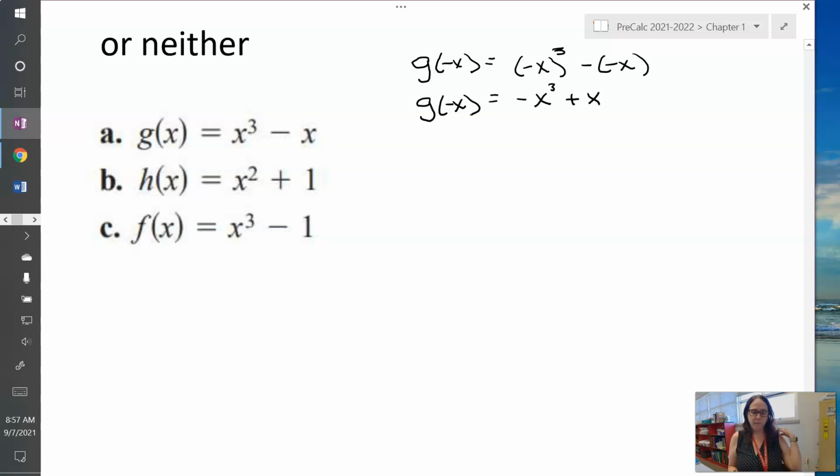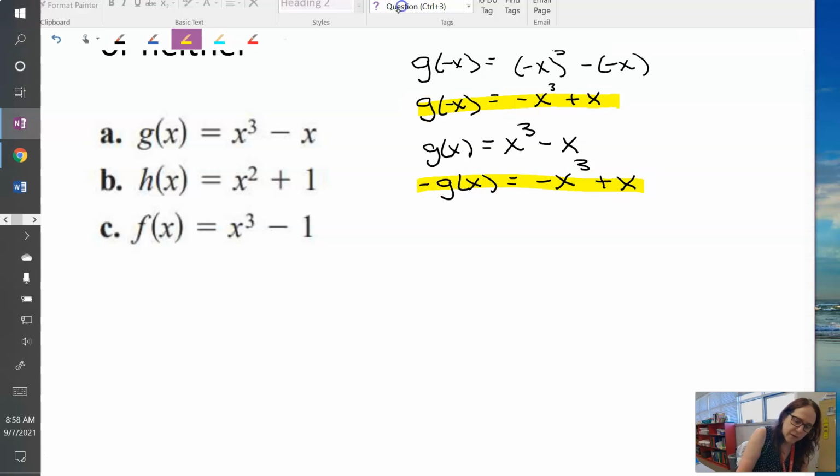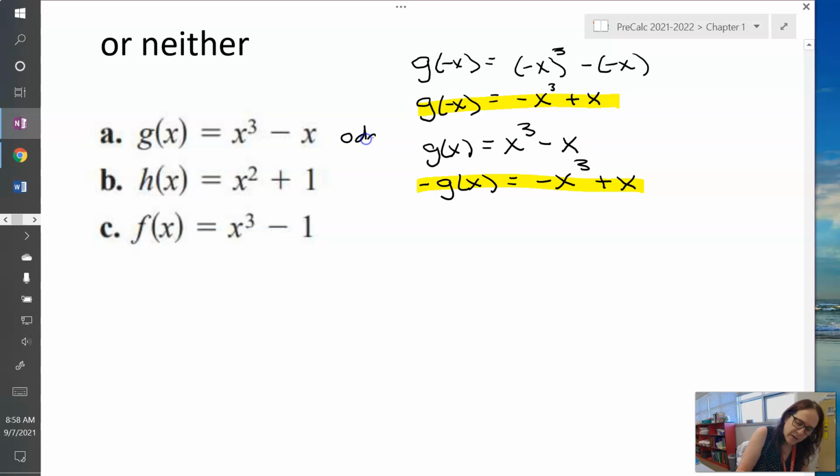Now compare my original g of x equals x cubed minus x. Now those don't match, so it's not an even function. Now let's see if it's odd. And what I'm going to do is I'm just going to do a negative g of x. So I'm going to multiply by -1. And those match. So therefore this one is odd. That's all there is to it.